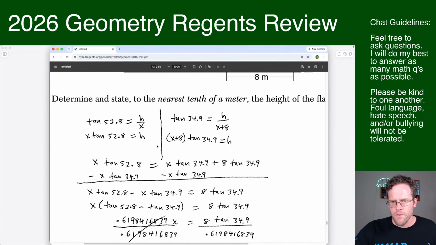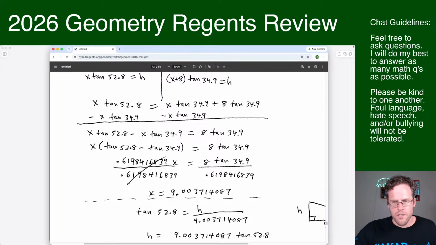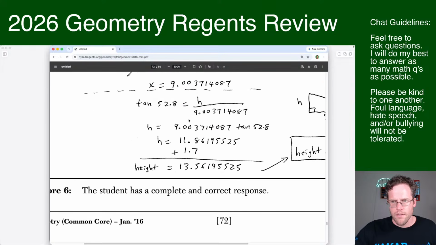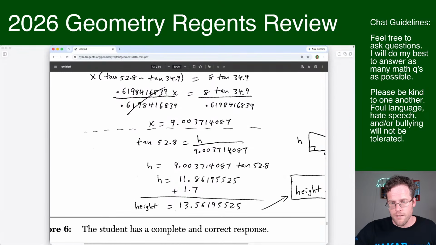See over here, H equals this, H equals this. Then they set them equal to each other and subtract this thing on both sides. Now you have x tangent 52.8 minus x tangent 34.9. Then you factor out an x and divide both sides. They wrote this in the calculator and got this crazy decimal, divided both sides by that, and got x equals 9.00, blah, blah, blah. But you have to solve for the height, so they plugged x back in, cross multiplied, added 1.7 and got 13.6. So this is also valid.